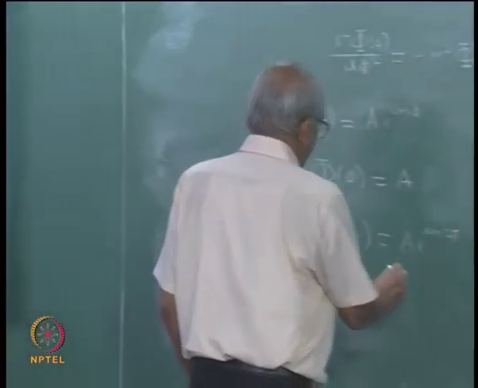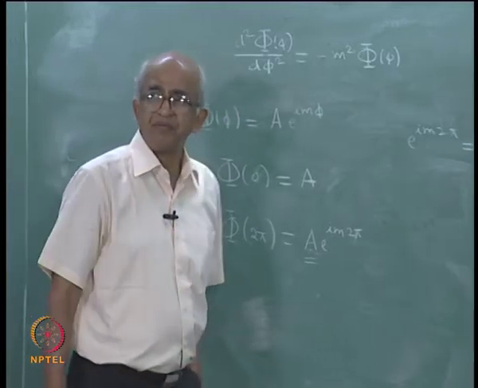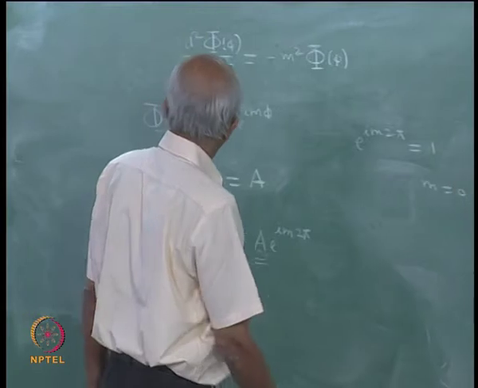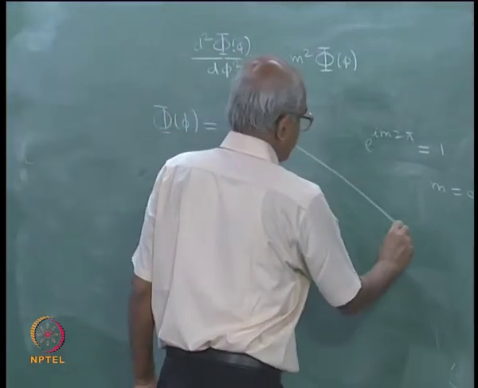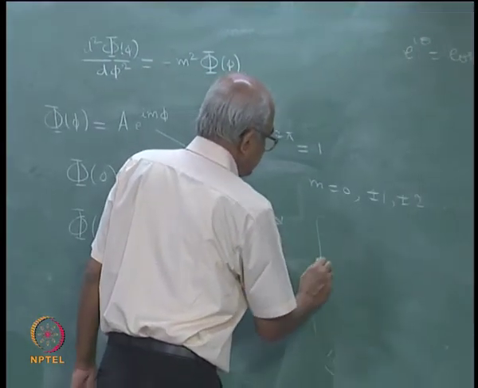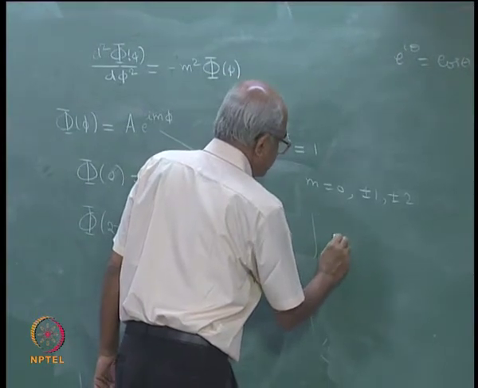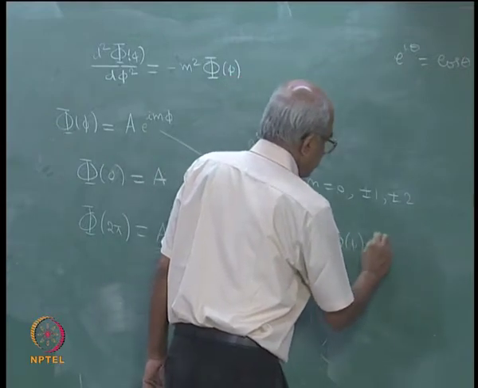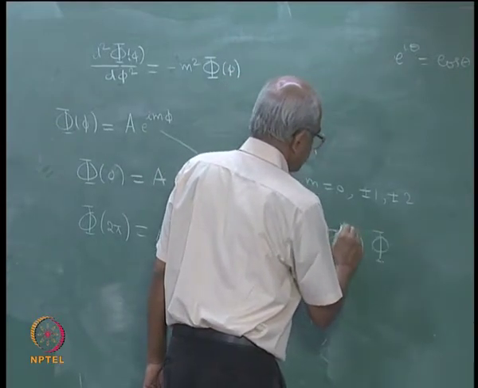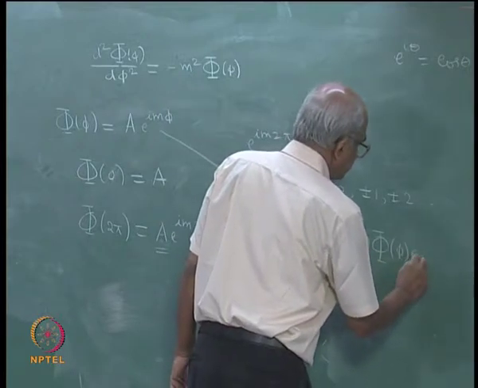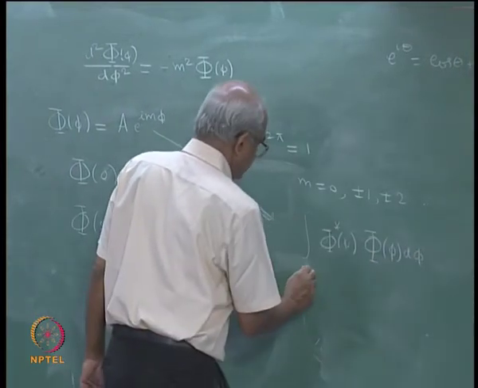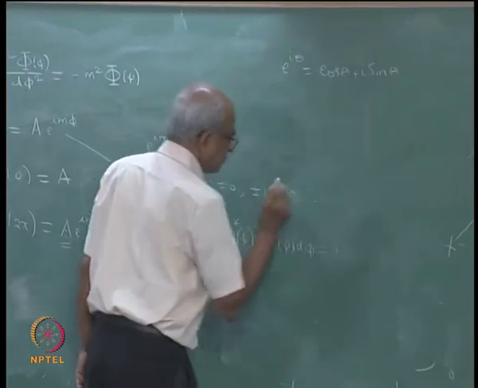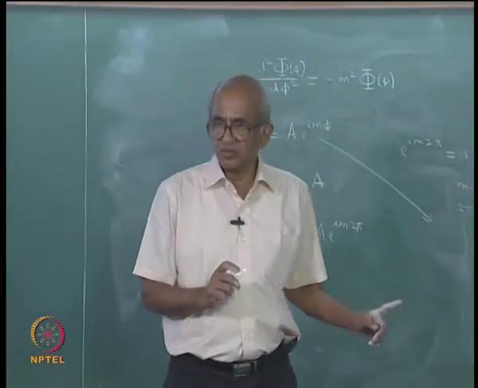And then the next question will be, what should be the value of capital A? Well, this is your wave function. We know that I have to choose capital A in such a fashion that the wave function multiplied by its own complex conjugate integrated from 0 to 2 pi must be equal to 1. This is what I have to do.